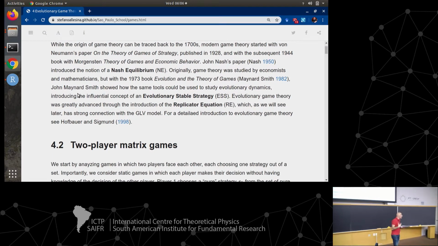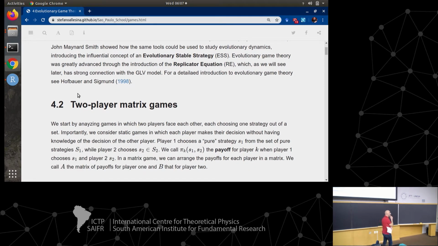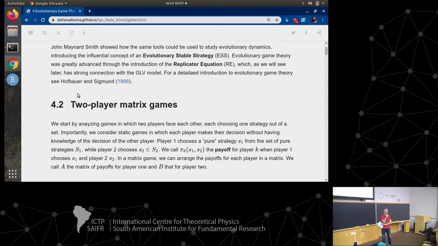Where does biology come in? It comes in with the work of John Maynard Smith in 1982 that wrote this very interesting book called Evolution and the Theory of Games, where he showed that the very same concepts that we would use in game theory could be applied to study evolution of natural populations and behavior and things like that. And he also introduced an interesting concept, which is like an extension, if you will, of Nash equilibrium, that is this idea of evolutionary stable strategies.